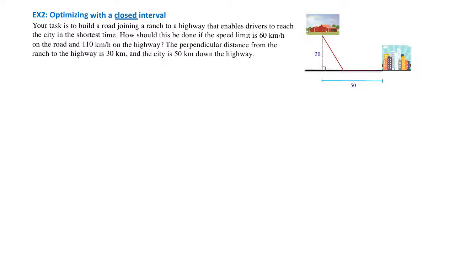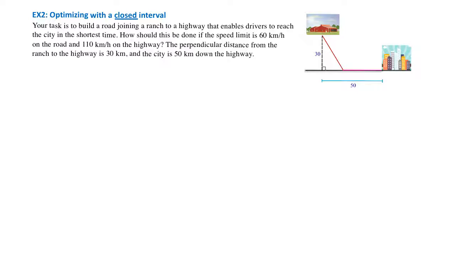So that means that we have the speed on the road, that you can actually travel on the road, and the speed that we can travel on the highway. The perpendicular distance from the ranch to the highway is 30 kilometers. So you can see it right here, the perpendicular distance. And the city is 50 kilometers down the highway. So from here to here is exactly what we have, 50 kilometers distance.